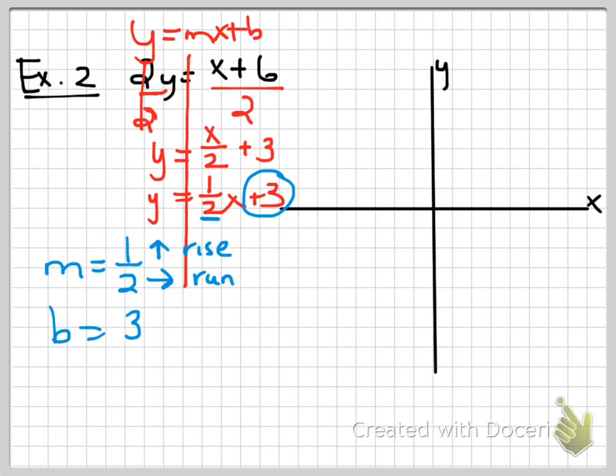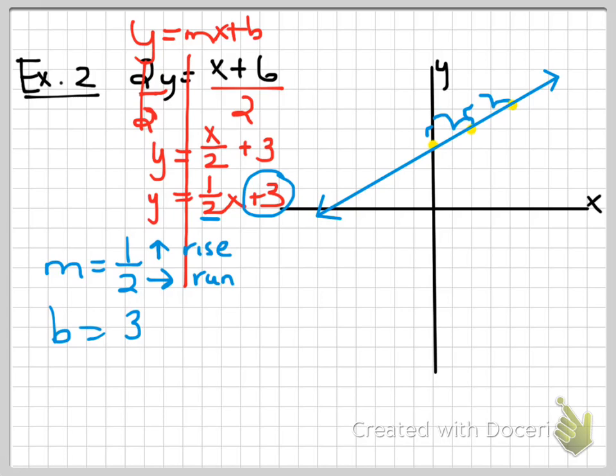So let's go ahead and go to 3 on our y-axis. So we're going to go up 3 on the y-axis and plot our point. Okay, and then we're going to go up 1, and then we're going to go to the right, 1, 2, and plot our point. Our points are pretty close together, so let's do it again. Up 1, and then over 1, 2, and then plot our point. Then we can draw our line through our 3 points. Okay, and again, as always, don't forget your arrows, to show that it's infinite.